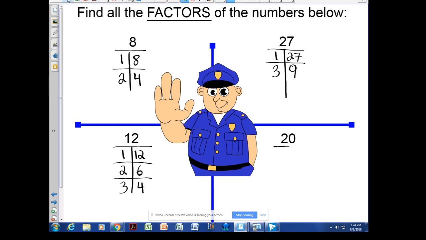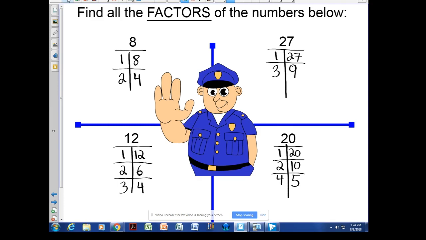Finally, we get to the number 20. Here's my T-chart. 1 times 20. It's an even number, so 2 goes in there. 20 divided by 2 is 10. 2 plus 0 is 2. Oh, 3 doesn't go into 2, so 3 is not going to be a factor here. However, 4 will go into 20, and 20 divided by 4 is 5, which makes a lot of sense because, as we said earlier, 5 goes into all numbers that end in 0 and 5. And they're the factors of 20: 1, 2, 4, 5, 10, and 20.